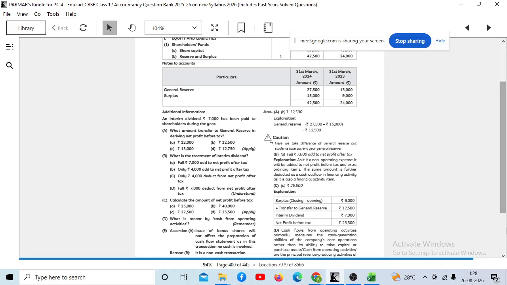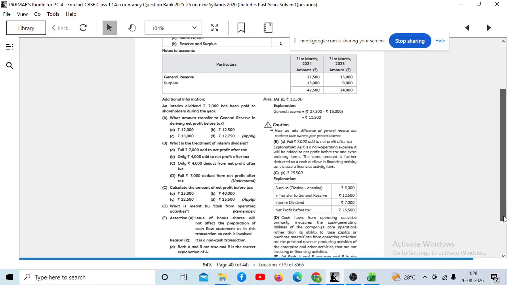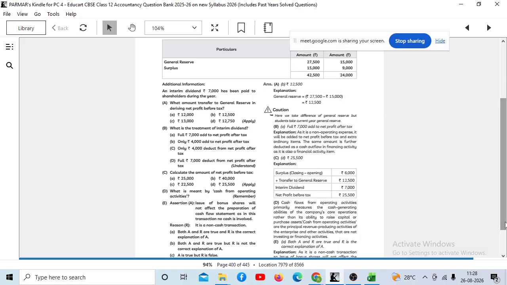What is meant by cash from operating activity, right? You can write in one line: cash from operating activity means the money which is generated from the regular flow of business. Cash flow from operating activities primarily measures the cash generating abilities of the company's core operation rather than its ability to raise capital or purchase assets. Cash from operating activities are the principal revenue producing activities of an enterprise and other activities that are not investing or financing activity. Understood this? The answer of this is clear.